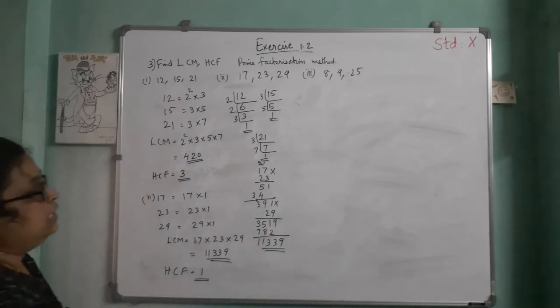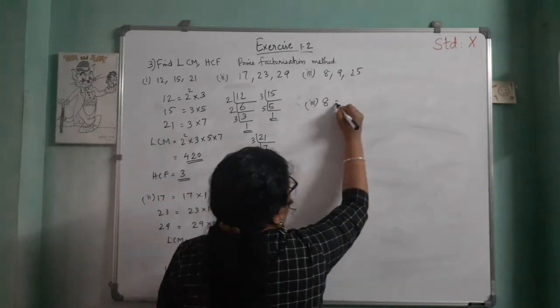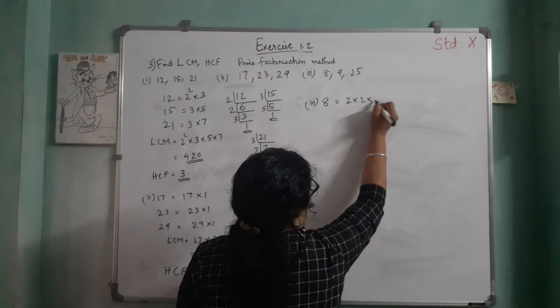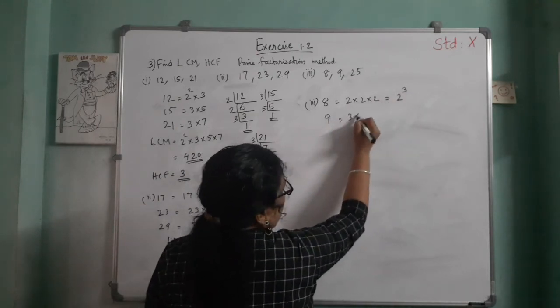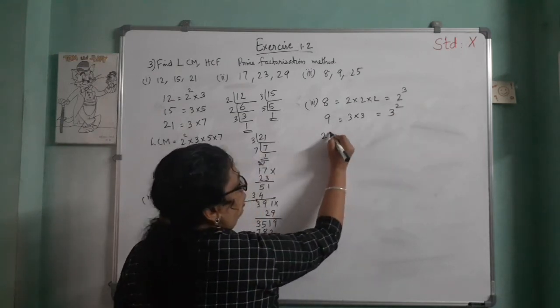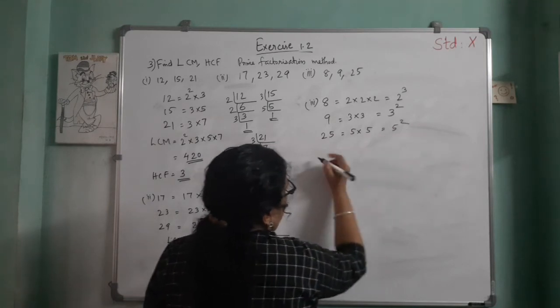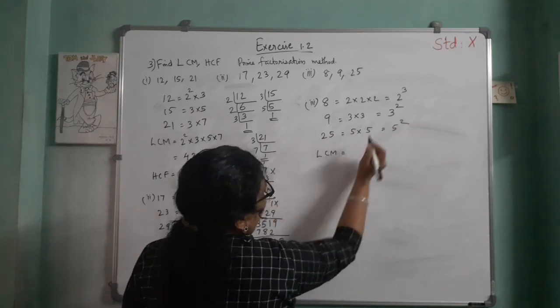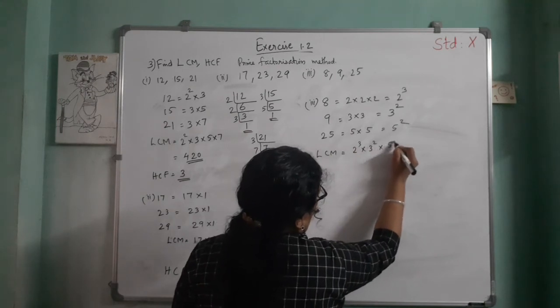So the next question, the third question, 8. 8 can be written as 2 into 2 into 2, that is 2 cube. Then 9 can be written as 3 into 3, that is 3 square. Then 25 is 5 into 5, that is 5 square. So LCM is 2 cube into 3 square into 5 square.